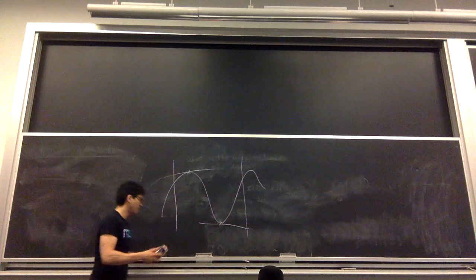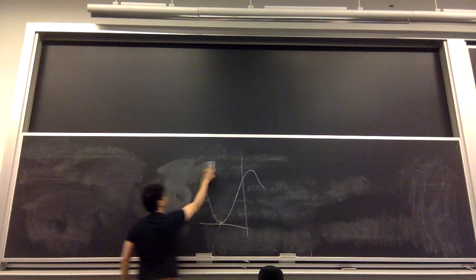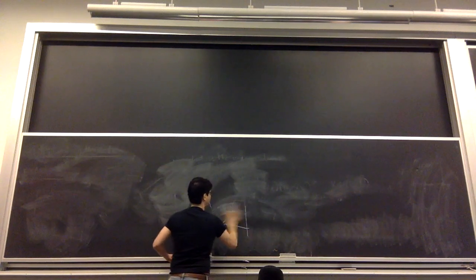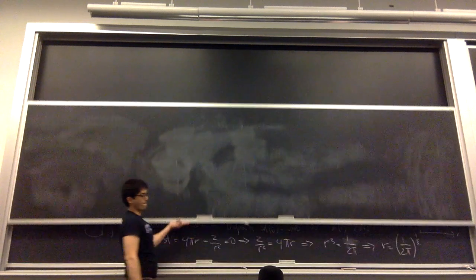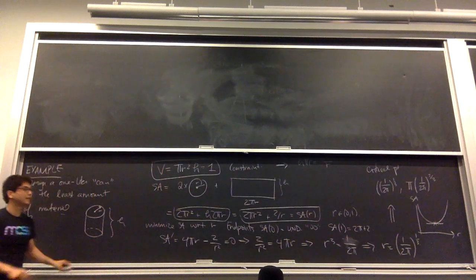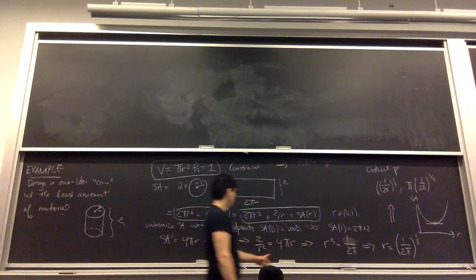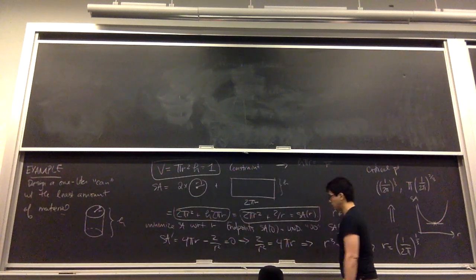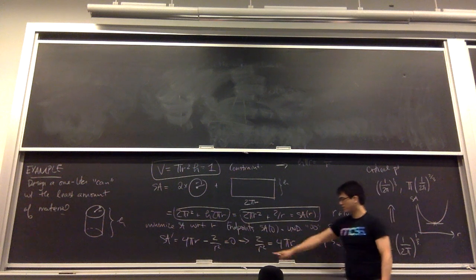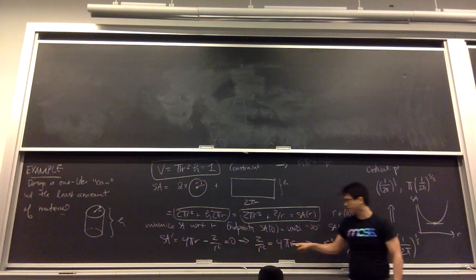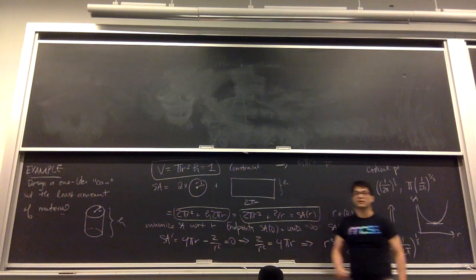I like this, because this is an important topic. I have a question. Can you go back? When you put 2 over r squared equals 4 pi r, why did you divide by 2 pi? Why is 2 pi in the denominator in the next line? Well, because I just isolated for r, so this r has to come up and this has to go down.